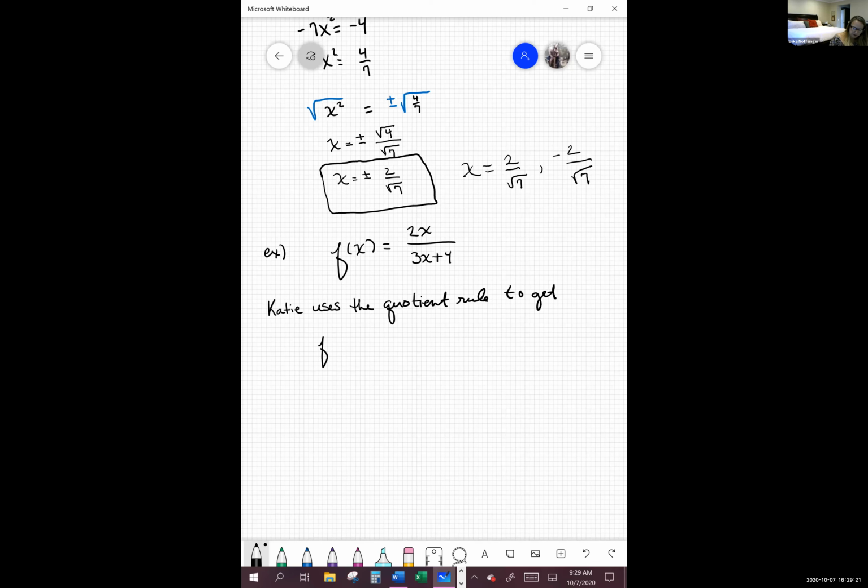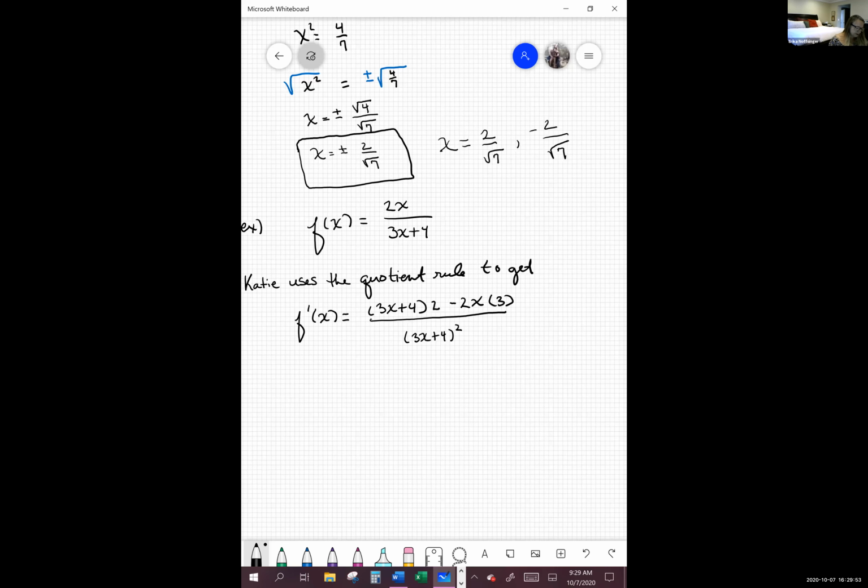She says f prime of x is equal to (3x plus 4) all times 2 minus 2x times 3, all over (3x plus 4) quantity squared. From there, she gets that this is equal to 8 all over (3x plus 4) quantity squared.